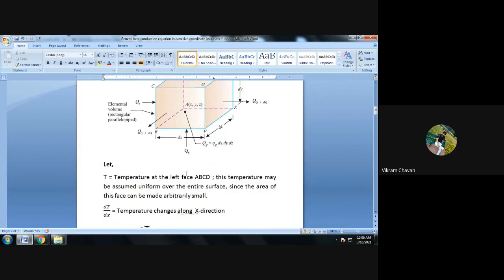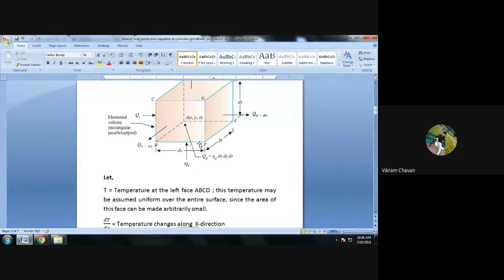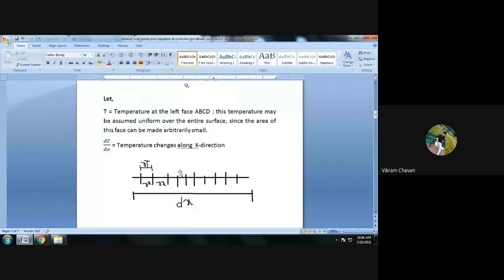Now further, we have divided this dx length into small del x lengths. For that purpose, consider that the dx length is 10 centimeters, and further we divide it into 10 parts of 1 centimeter each. The temperature change within that particular 1 centimeter will be considered as del T. So for the del x length, the temperature change will be del T.